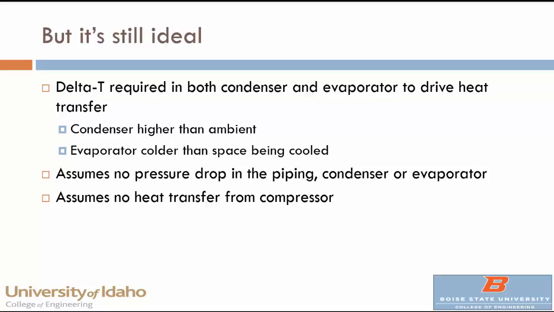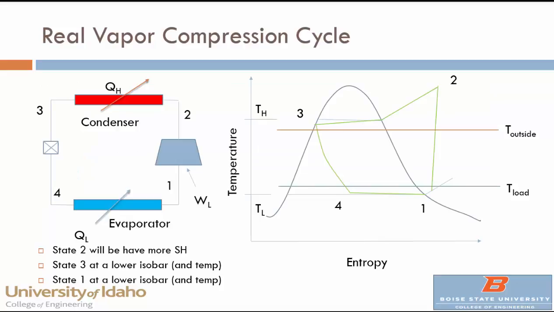And we assume no heat transfer from the compressor. Again, that's probably not true. If you look at a compressor, it generally has cooling fins on it. We know there's some heat transfer. We can take that into account in our modeling by assuming or measuring or somehow knowing an isentropic efficiency, like 90 or 85%, which will take some of that into account. Okay, so our real cycle here would look more like this on our TS diagram.